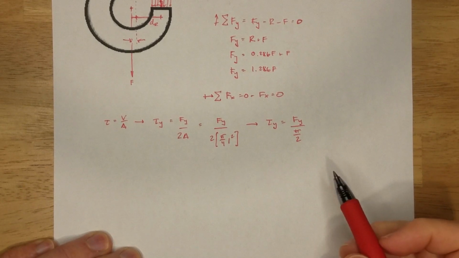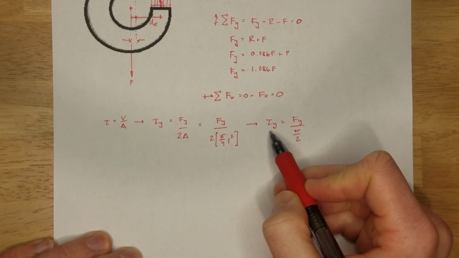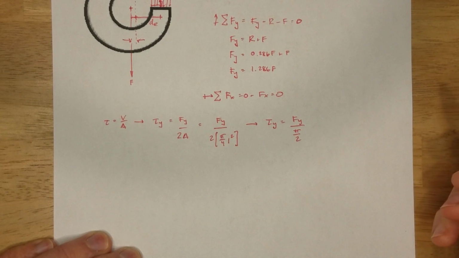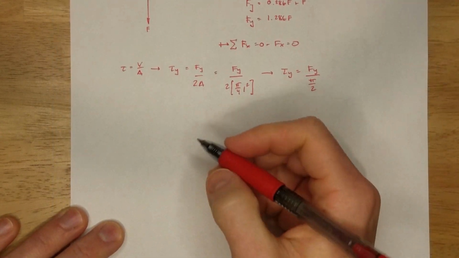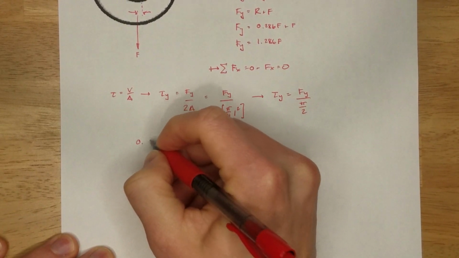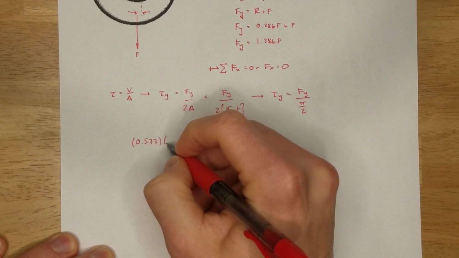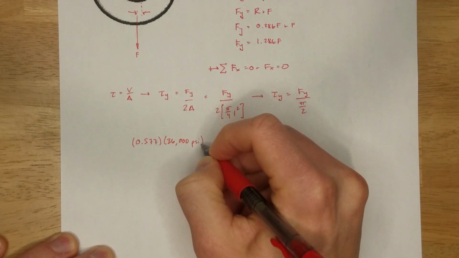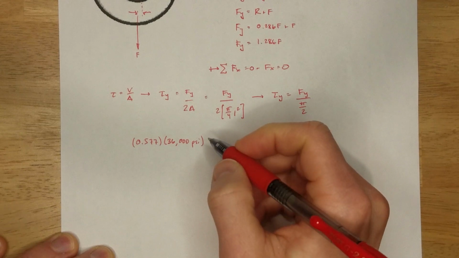Now, if you were to jump straight into plugging 36,000 psi in here, that's wrong. 36,000 is the yield stress for an axial situation, not in shear. So we need to account for the distortion energy criteria and reduce 36,000. We convert from axial to shear by multiplying our yield stress by 0.577. Okay, so this term is equal to maximum shear stress.